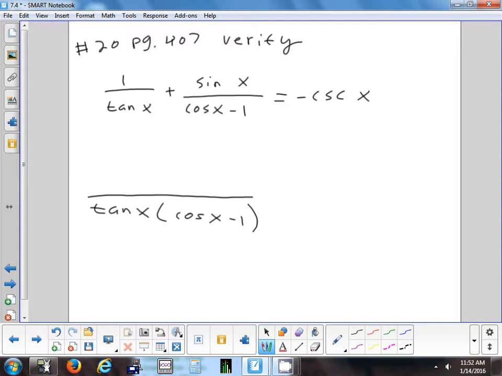And when you do that, yeah, it's a distributive, but it's just times 1. So it's just cosine x minus 1. What's the denominator missing on the right? Tangent x. So I have to multiply top and bottom by tangent.